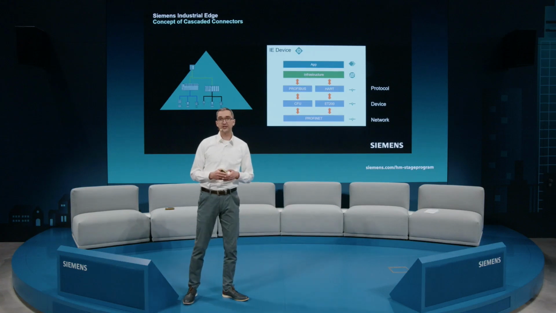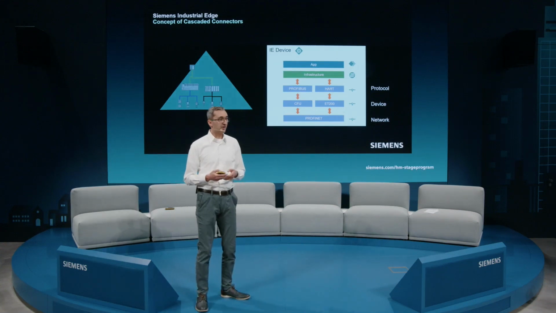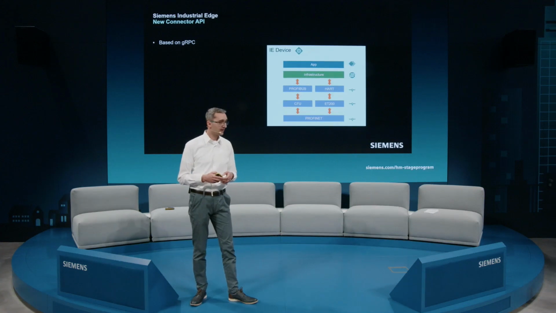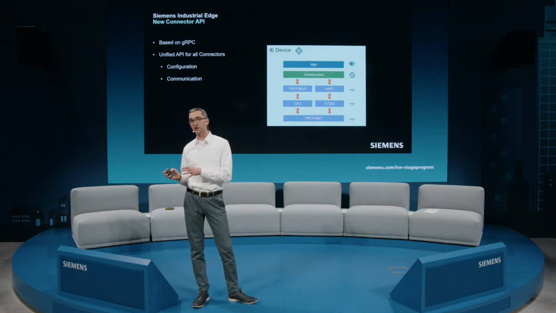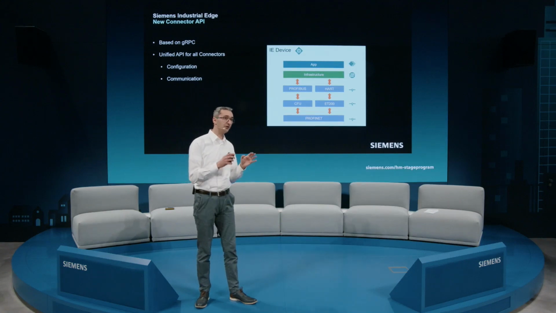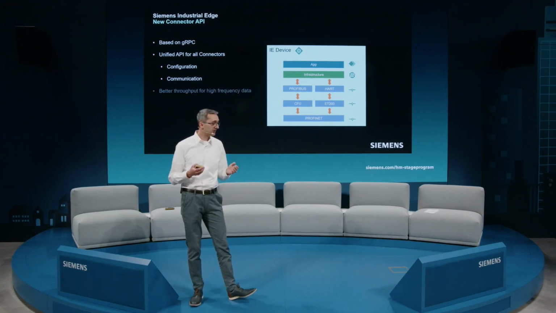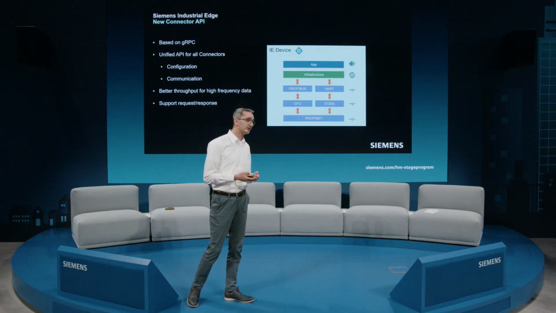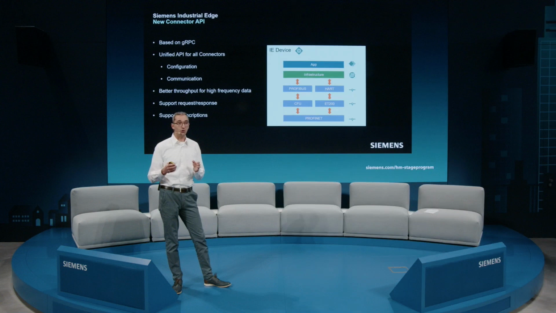But to achieve this architecture of cascaded connectors, we have to change the API which is used by the connectors. The new API is based on gRPC, which is an open source, high performance technology for microservices. Every connector on the industrial edge will provide the same API for configuration and communication. This is required so that the connectors become interoperable and exchangeable. And of course, we have other features of gRPC. gRPC is supporting better throughput for high-frequency data, is supporting requests and responses, supporting subscriptions, and also data streams. All these technologies are required to also address the various kinds of communication in the process automation.